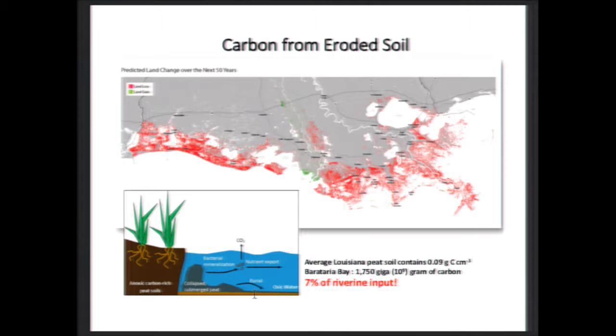So a quick calculation: we talk about the bay here, this is the Barataria Bay here. From this single bay, every year we're going to lose almost 2,000 gigagrams of carbon, which is about 7% of the carbon input from the Mississippi River. So this can be big. We need to take into consideration all of this process.